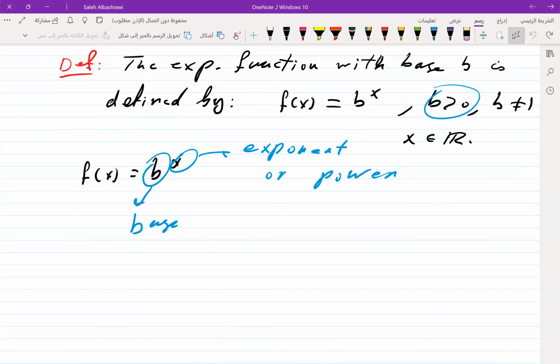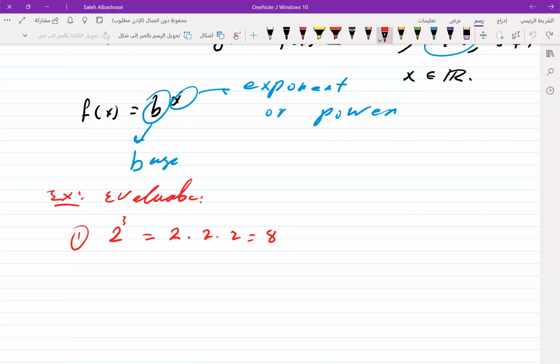Why do we need these conditions for the exponential function? Let's take some examples about the exponent. Let's evaluate. Number 1, 2 to power 3 is equal to 2 times 2 times 2, which is equal to 8. But the power is a repeated multiplication of the base. Number 2, minus 4 to power 2 is equal to minus 4 times 4, which is equal to minus 16.